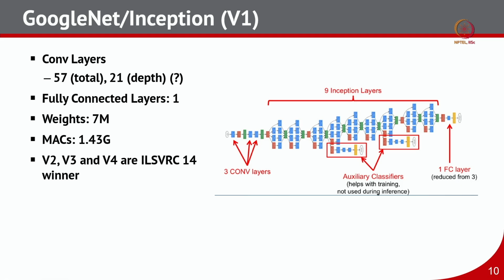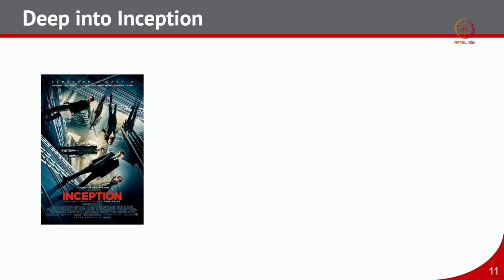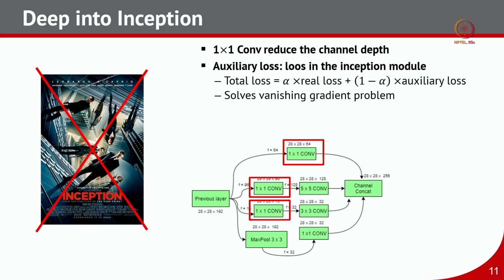In GoogleNet, there is something called an auxiliary classifier. Again, whenever we are talking about Inception, we are not talking about the movie Inception, but about the network. Inception has 1 by 1 convolution to reduce the channel depth, and they have something called auxiliary loss.